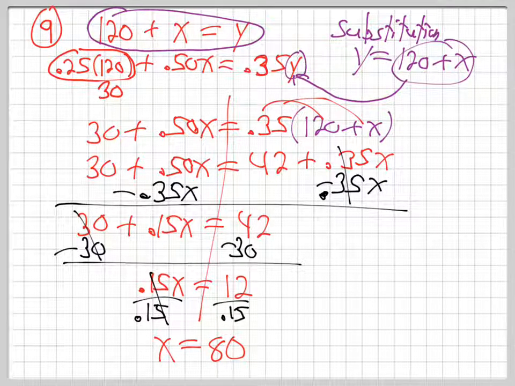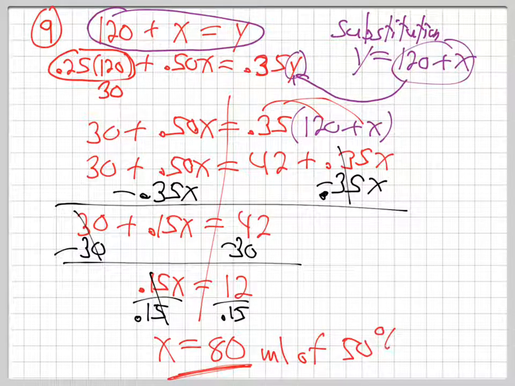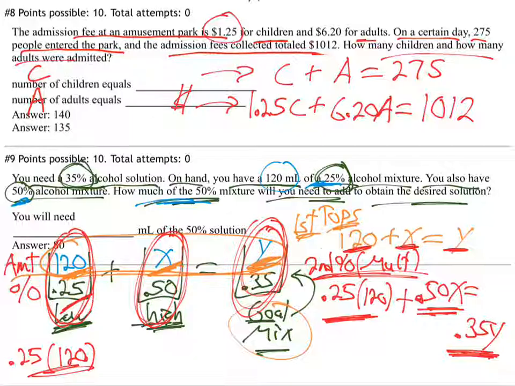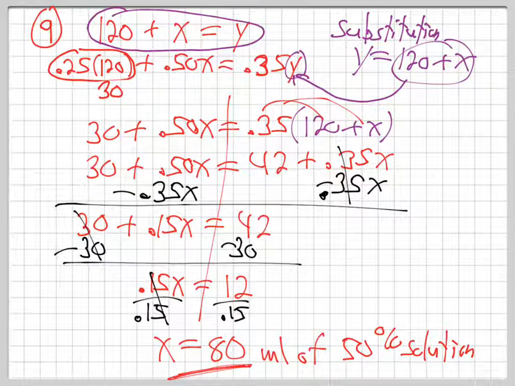So X is 80. That's the answer. We need 80 milliliters of the 50% solution. That's X. That's what we were looking for. We don't even need Y in this problem. Why not? Well, because if you go back to the question, you'll see they asked how many milliliters of the 50% solution do you need? And in the 50% solution, that was X. So all we want is X on this one. So the answer is 80 milliliters is what's needed. And so there we go.